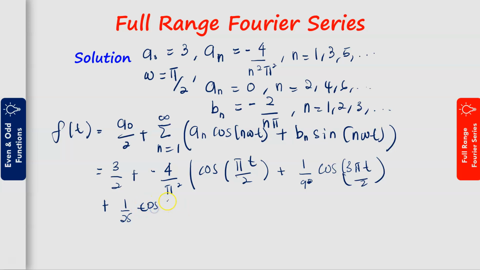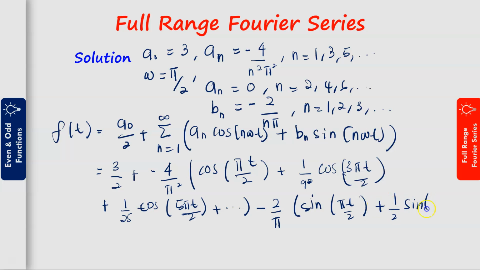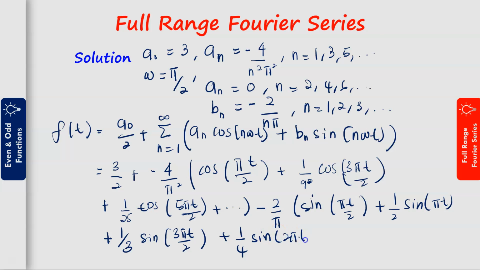And then next minus 2 over pi, and in this bracket it is sine pi t over 2 plus 1 over 2 sine pi t, and then plus 1 over 3 sine 3 pi t over 2 plus 1 over 4 sine 2 pi t and so on. So class, this is the final answer for this Fourier series.